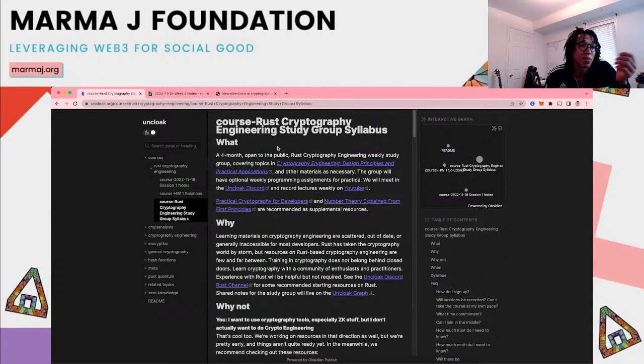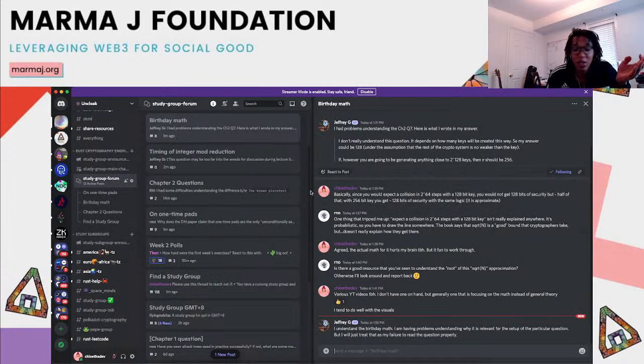So again, it's going to be a 4-month open to the public Rust Cryptography Engineering weekly study group covering the textbook there and other materials as necessary. The group has weekly programming assignments, and we meet in the Uncloak Discord. If you don't know where that is, the Uncloak Discord is right here.